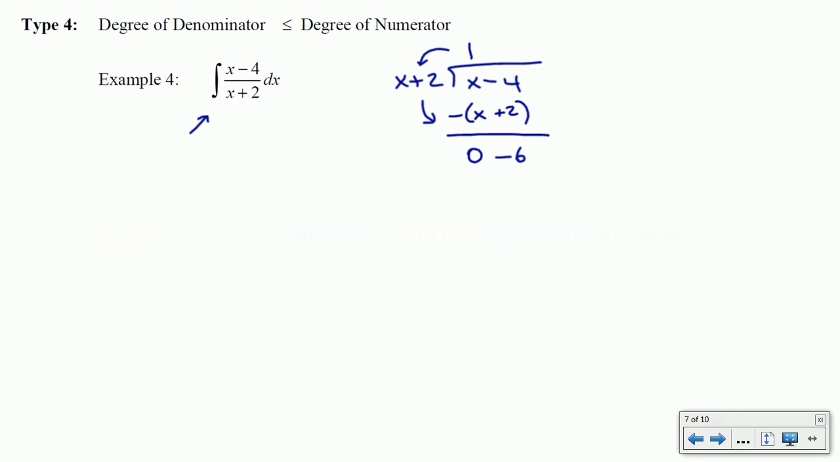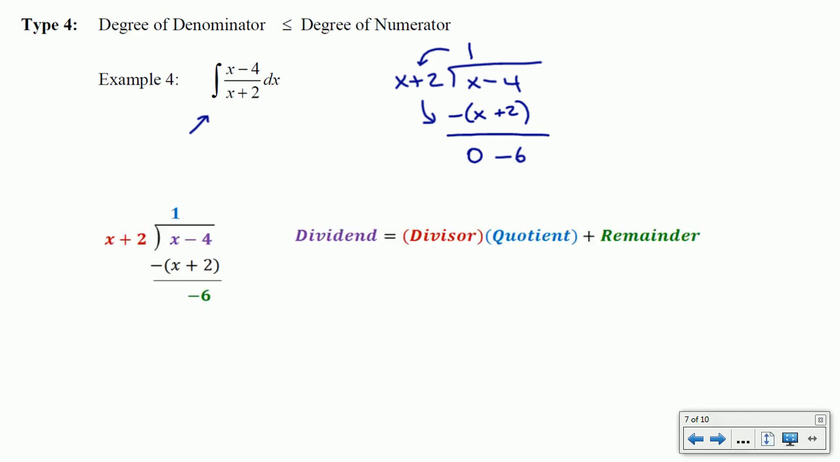In order to do that, we're going to use this idea, which is true in general. We have the dividend equals the divisor times the quotient plus the remainder. So more specifically in this example, we have x minus 4 equals (x plus 2) times 1 minus 6. And if you do a quick simplification of the right-hand side of this equation, you'll see that that's true.